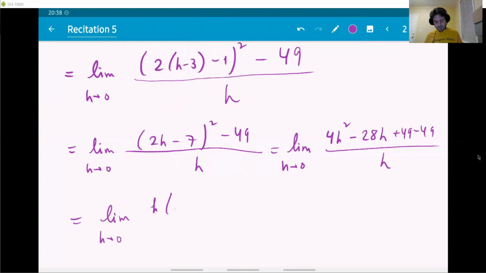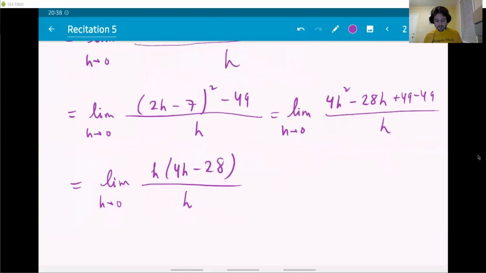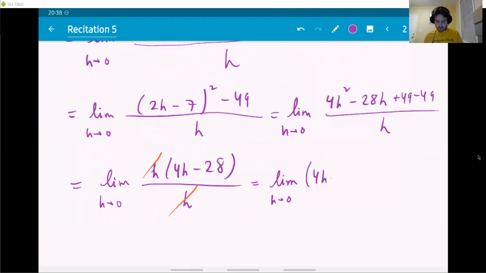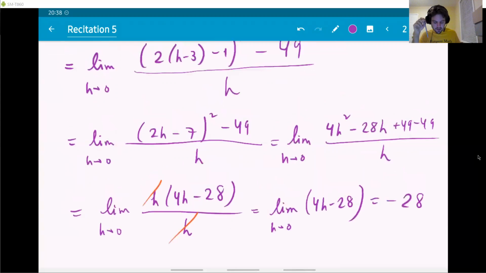And what's left can be factored in terms of h. After you get rid of these two 49s here, both terms left have an h. I factored it down here. And you can see that I'm going to cancel that. Let this h go away. You have 4h minus 28. What is this limit now? Just minus 28. This is the derivative at the number minus 3.